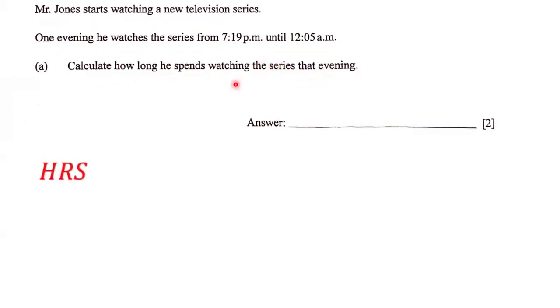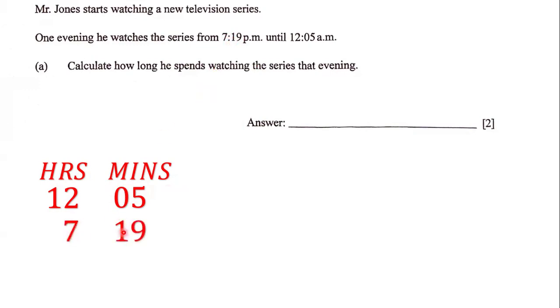What we're going to do is put hours on this side, and minutes on this side, and the end time we're going to put on top. So that's going to be 12 hours and 5 minutes. And the start time we're going to put at the bottom. And so we have 7 hours and 19 minutes. And then we're going to subtract these two.